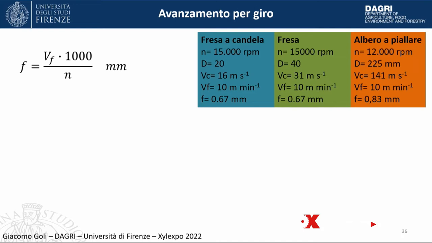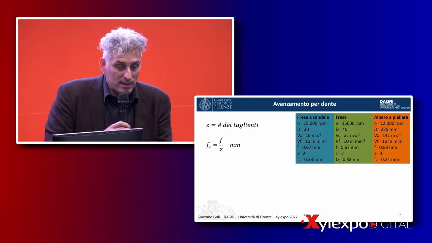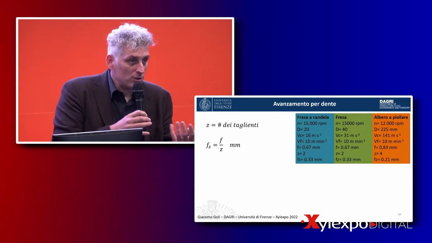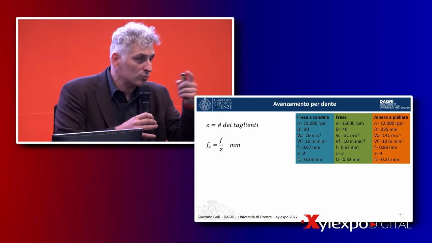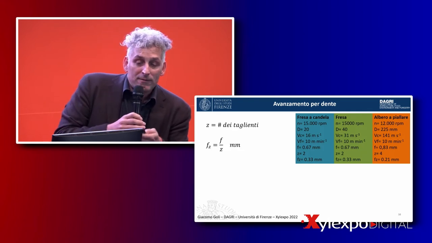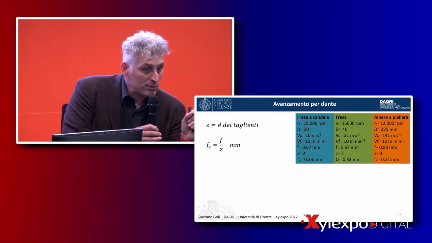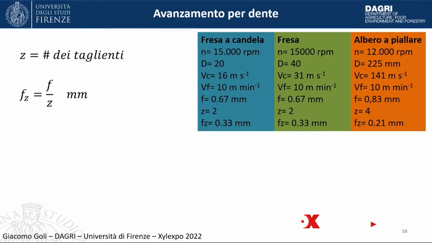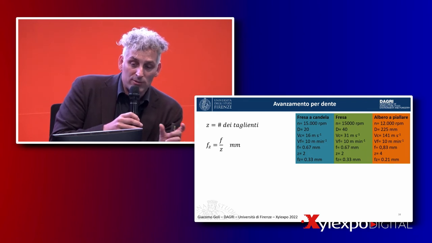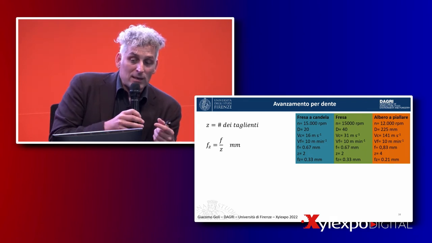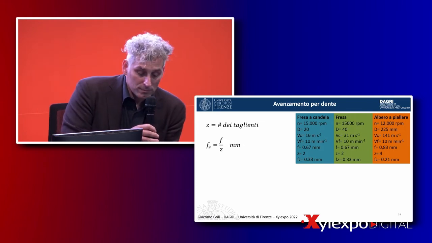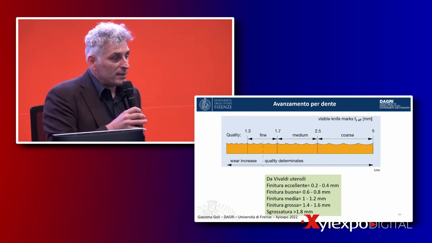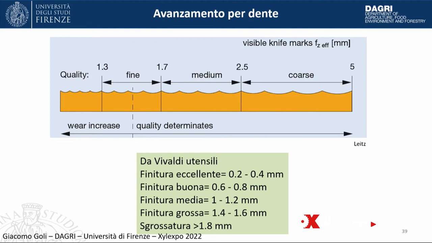F, that we've just seen, is a parameter, but what matters the most is FZ, that is, in the time of one rev, wood is moving on, but with more cutters, more knives, I can cut more chips. FZ is the feed per tooth or per notch. So if you look at the end mill cutter with Z2, the cutter 2, the planing shaft Z4, the FZ is the same for the cutters, but now it's different for the planing shaft, 0.21. This is helpful to see.